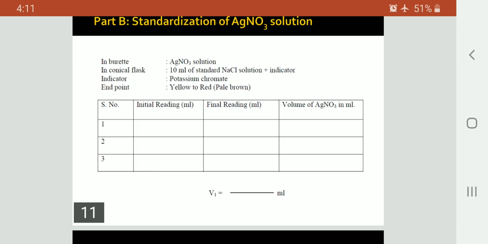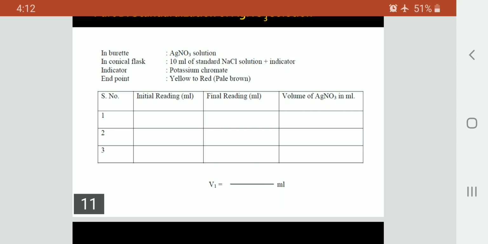So in the observation table, you are going to write the initial reading, and write down the final reading where you have observed the reddish brown color. Subtract the values, and you will get the volume of silver nitrate. Like so, you have done this experiment 3 times. If you have a concordant value, that concordant value can be taken as V1. If it is not concordant, we can take the average of these 3. So that will give you the V1 volume.